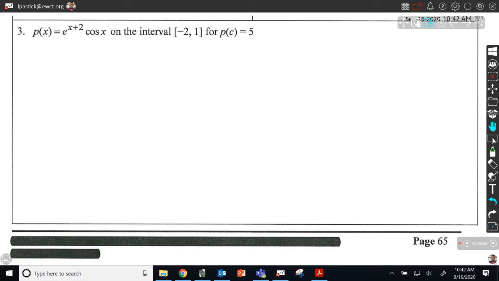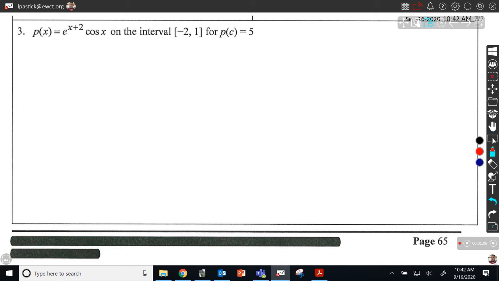The function has to be continuous on the closed interval that is specified in the problem. So in this case, it's from -2 to 1. The second thing that we have to show is that the y value in question, which is 5, is going to be between, hence intermediate, the y values at the endpoints. So let's start off by saying, number one, continuity.